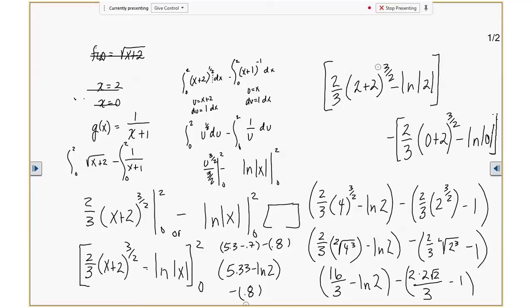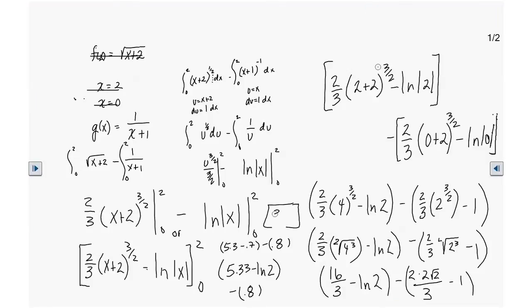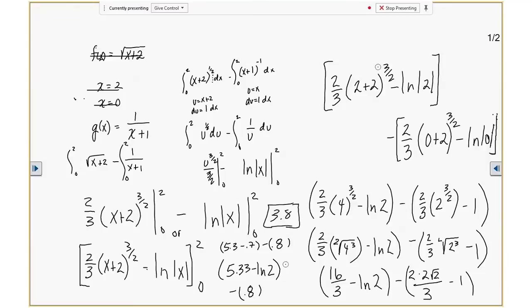Not minus. 5.3 minus 0.7. Okay, 5.3 minus 0.7, I said that was 4.6. Yeah, and then minus 4.6 would be 3.8. Sorry about that. See if that works out. Do your math in your calculator and see if you get around 3.8. Yeah, you should. I think you do.